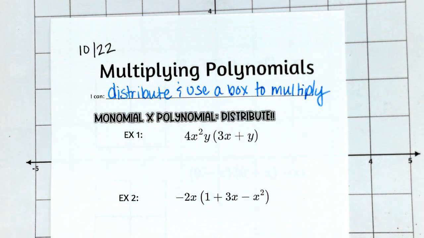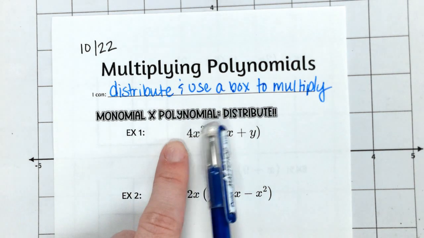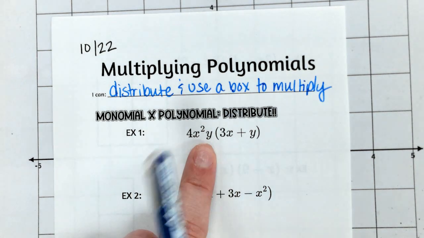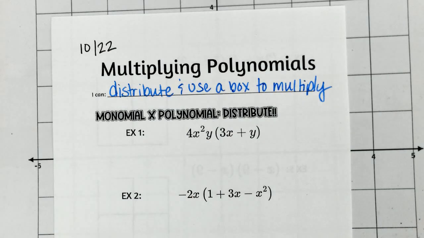Now, when do we use the distributive property? When we have one term or one monomial times a polynomial, then we use the distributive property. Okay? And if we have two binomials, then that's when we would want to use a box.